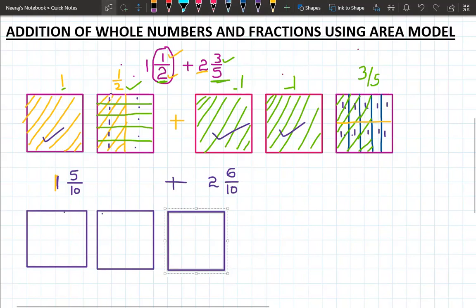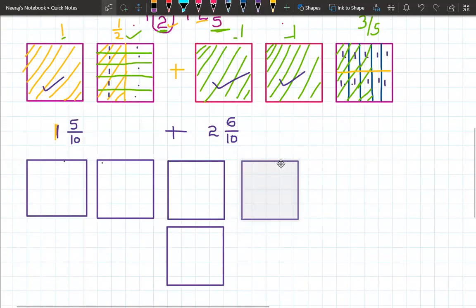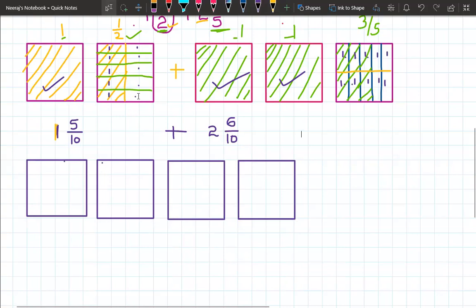Now we have to represent the fraction 5 by 10. You have to add it together with 6 by 10. So what I have to do, I have to make one more rectangular box. For it you have to divide these into parts. We have to write 5 by 10 first so that we can add 6 by 10. Now we are adding 5 by 10 and 6 by 10 together. So we are adding these fractions.